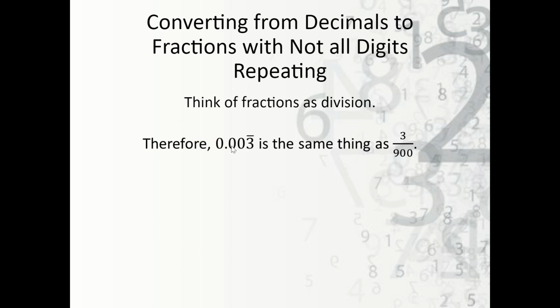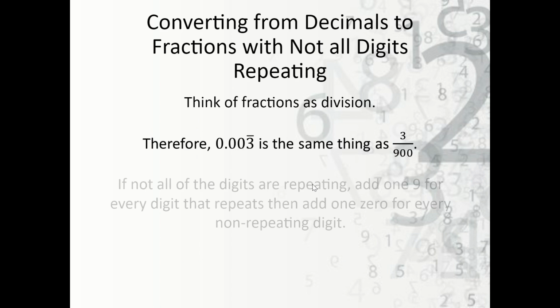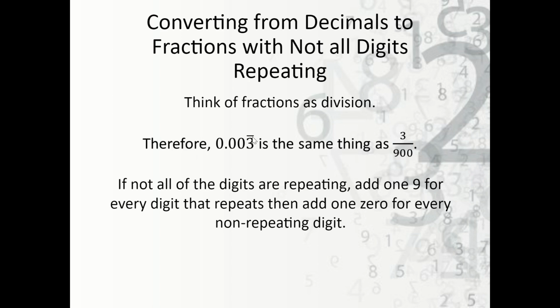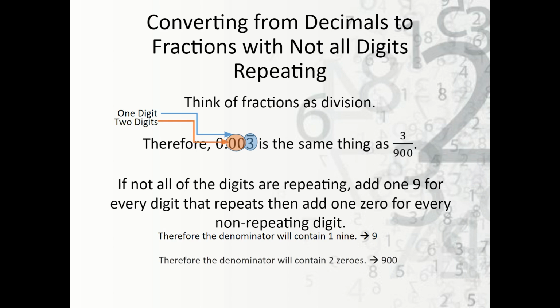Now we have 0.003 repeat, and I'm telling you that that's equal to 3 over 900. So again, for every digit that's repeating, we include a 9. For every digit that's not repeating, we include a 0 at the end. In this case, we have one digit that's repeating, so we're going to include one 9. And we have two digits that are not repeating, therefore we should have 2 zeros. So we should end up with 900. Then we just keep whatever the value is. In this case it's 3, so it's 3 over 900.